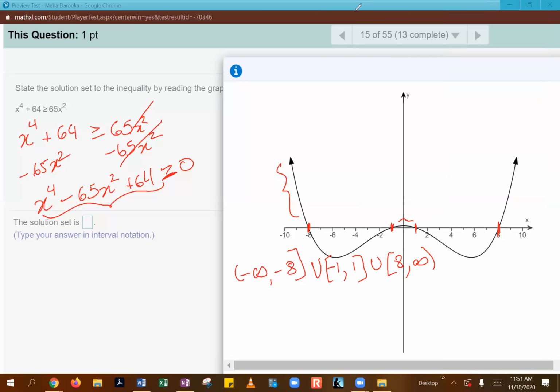Alrighty, so anything that is above the x-axis is, remember, where you would have the positive value for your function, because technically when they say x to the 4th minus 65x squared plus 64 greater than or equal to 0, you can always think of that as y values being greater than or equal to 0. So right here on the x-axis, it's equal to 0, and then above the x-axis, it's greater than 0. So that's why we're including our endpoints. Okay, very nice. So let's go ahead, plug this answer in.